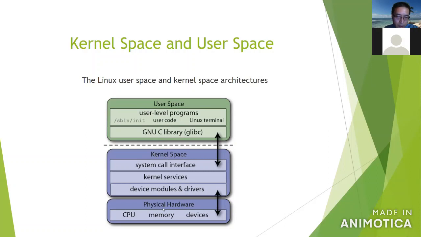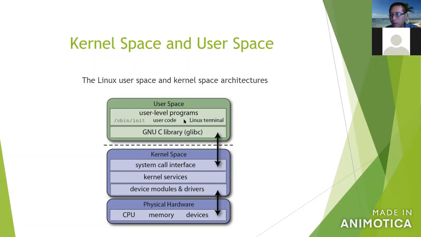So you can see the bottom block is the physical hardware. Okay, and then in the Linux system, all the Linux system kernel programs are saved in the kernel space. So logically, the kernel space is just on top of the hardware. Okay, and then on top of the kernel space, we have this user space.